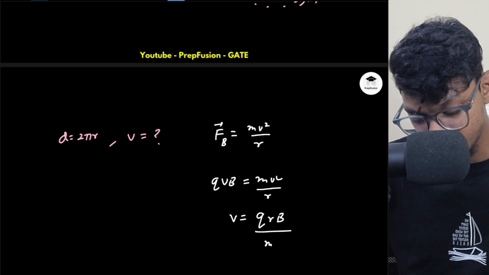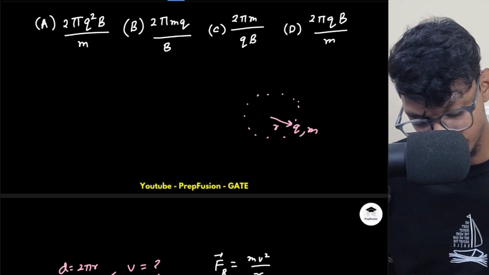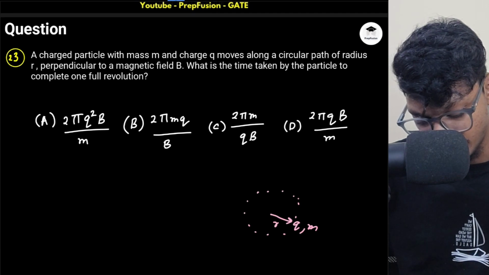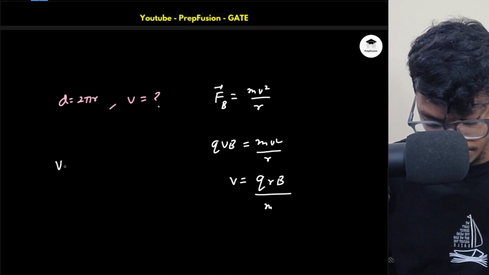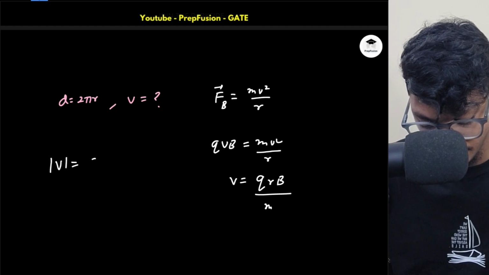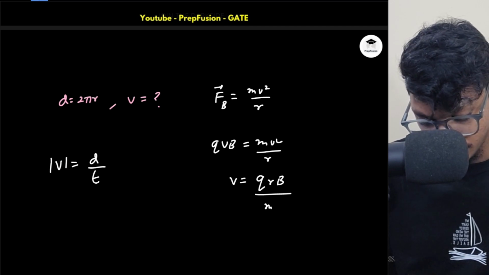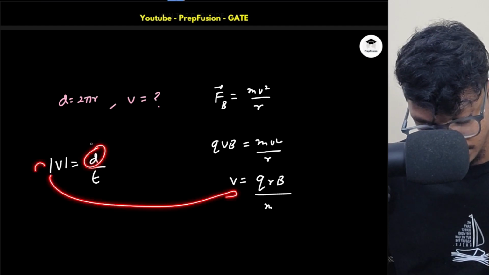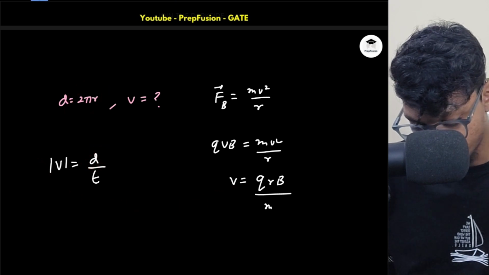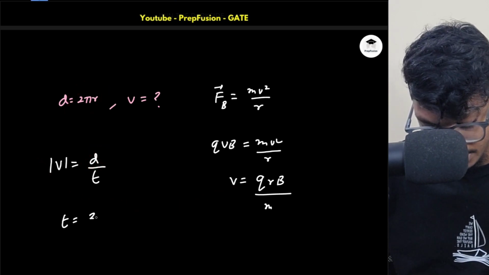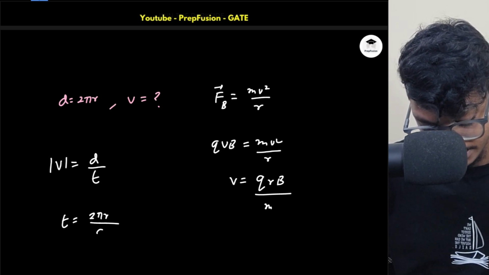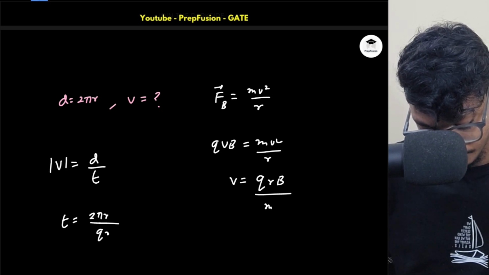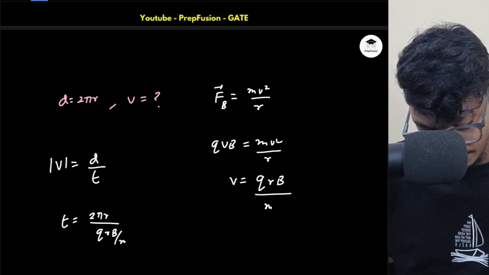Now I need to cover this 2 pi r distance, this whole periphery, because they have asked how much time it will take to complete a whole revolution. What is the speed, the magnitude of velocity? It is simply distance by time. The distance is provided and I know the velocity. I just need to find the time. So time will be equal to d, that is 2 pi r, divided by the velocity, that is qrB by m.